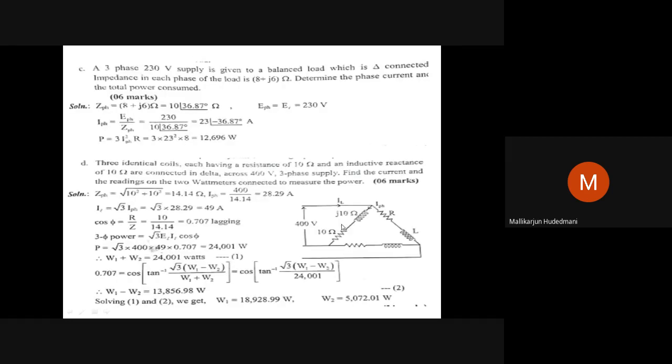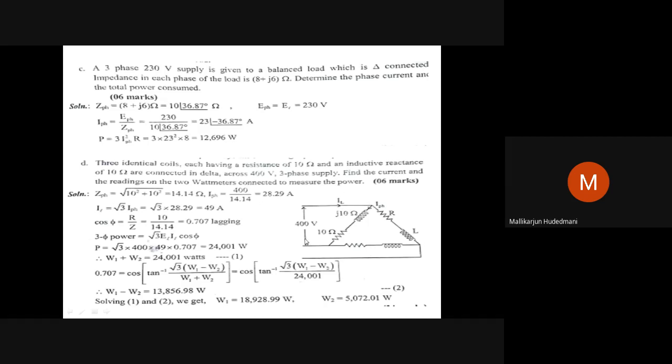So I have a similar problem given to you. Here you can see 3 identical coils having resistance and inductance. You can see 10 ohm, 10 ohm given here, connected in delta across a 400 V 3 phase supply. Find the current in the line and the readings on 2 wattmeters connected to measure the power. This is a combined problem. Measurement of power as well as calculation combined for the delta.